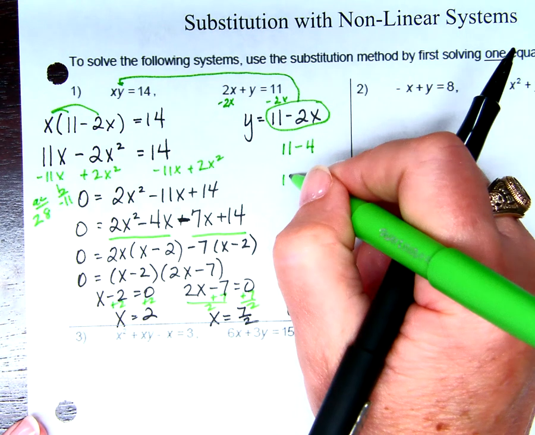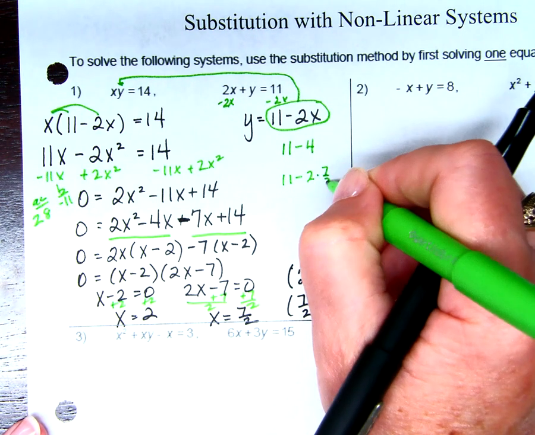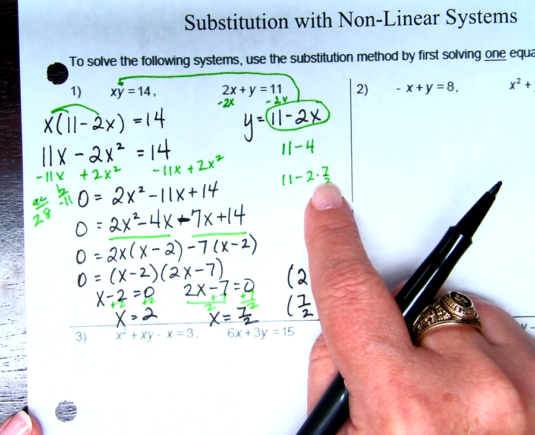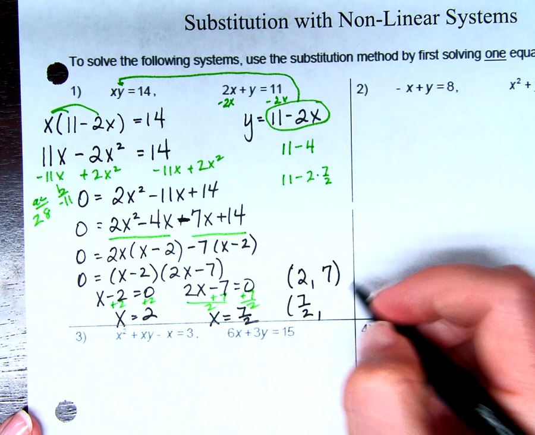Well, now I have 11 minus 2 times 7/2. Well, what's 7/2 times 2? Oh, yeah, that's just 7, right? So it's 11 minus 7.